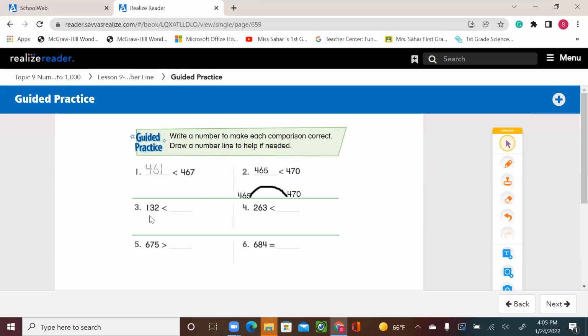Let's go for that. Next question, number 3, 132. As you see the symbol, 132 is less than the number you're going to put. So if I'm using that green line as my number line, I'm going to write 132.